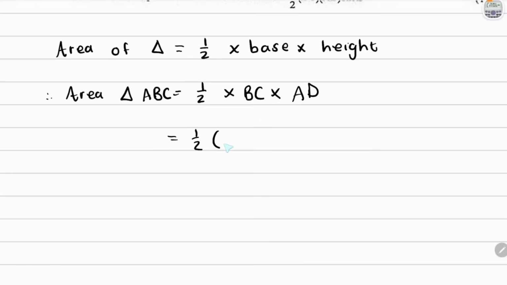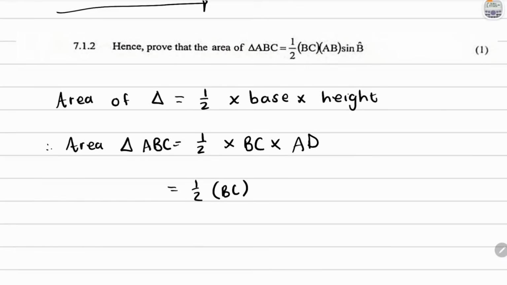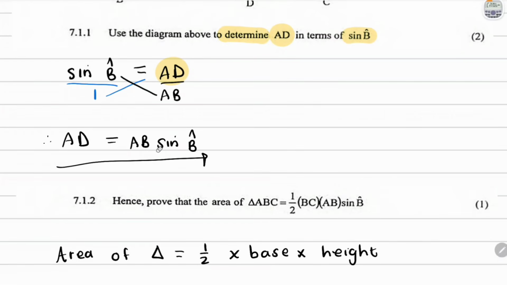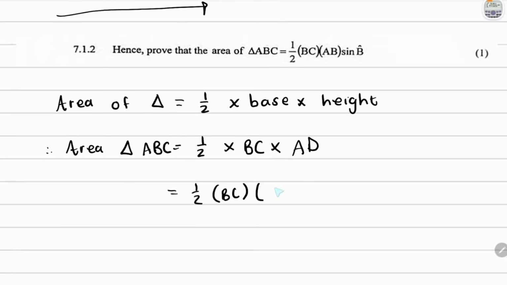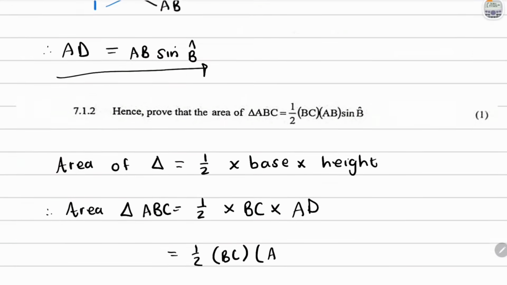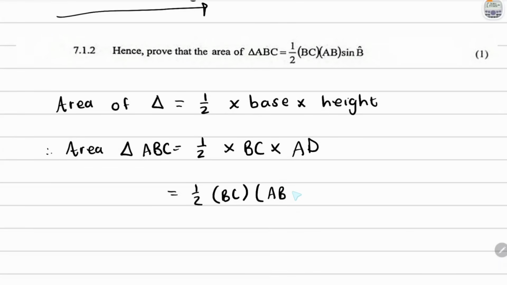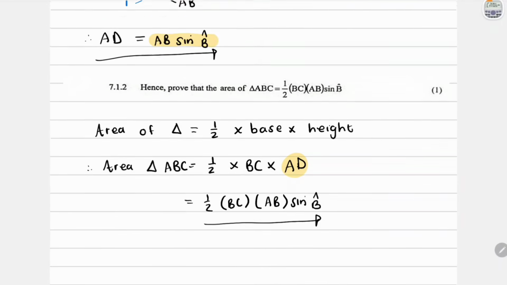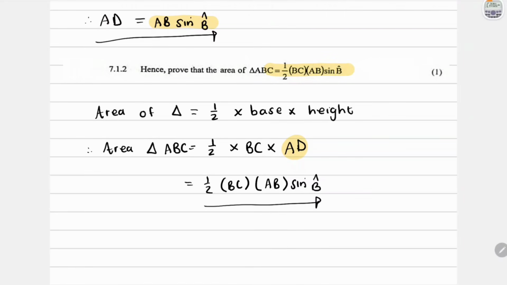Half bracket BC times AD. But now we know what AD is. AD is AB sine angle B. So that's AB, right? Sine angle B. Yeah, that's really what they're saying. And there, that's actually really the proof. We just substituted AD with what it was equal to, and we got exactly what they asked for. Okay, that is for 1 mark.